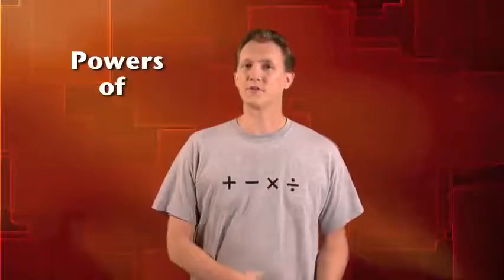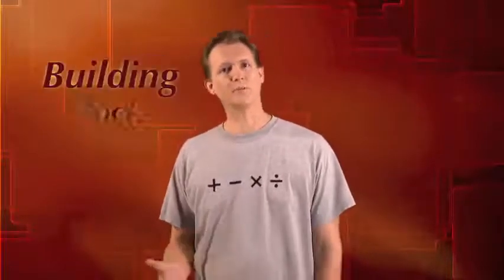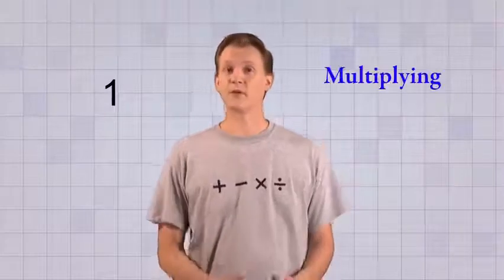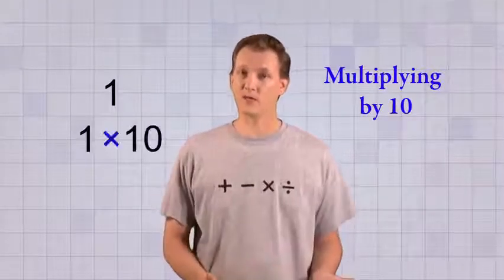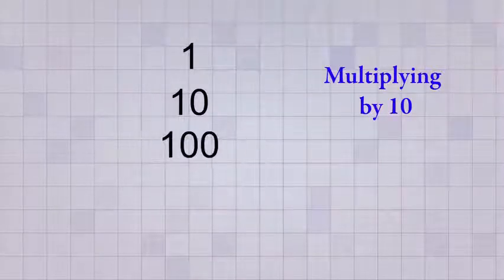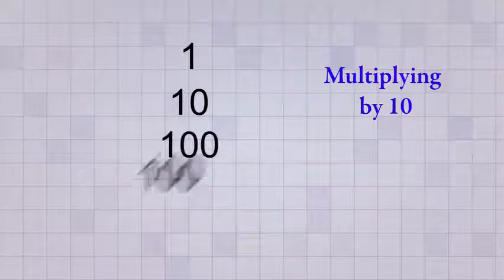The system that we count things with is based on the number 10. In fact, it's called base 10. And it uses what we call powers of 10 as the groups or building blocks that we count with. It's probably no surprise that our first building block is 1. And we can get bigger building blocks just by multiplying by 10. So our next building block is 1 times 10, or 10. And the one after that is 10 times 10, or 100. And the one after that is 100 times 10, which is 1,000.